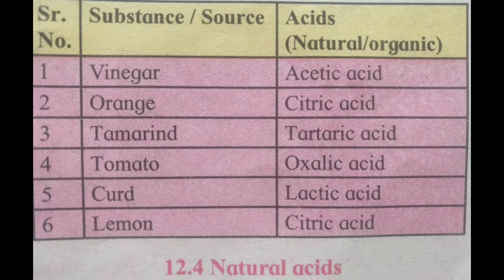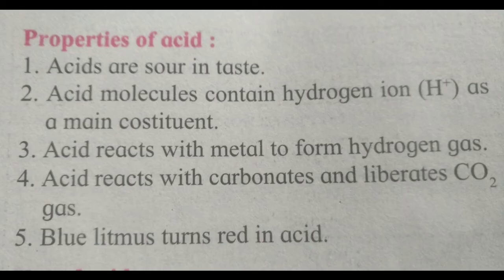Now these are the examples of natural or organic acids. The first one is vinegar. Vinegar, the name is acetic acid. In orange we find citric acid, while tamarind contains tartaric acid, tomato contains oxalic acid, curd has lactic acid and lemon has citric acid.